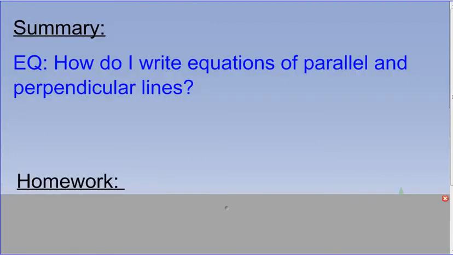Summary. How do I write equations of parallel and perpendicular lines? So what's the trick to write an equation of lines that are parallel, and what's the trick for writing equations of lines that are perpendicular? Take a minute or two, pause the video if you need to, write down your answer. If you cannot write your answer because you don't know, it means you really did not understand the point of the lesson. Might be a good idea to go back and look at some more resources, watch the video again, check out some other videos on YouTube. But if you can't answer it, you missed the point of the lesson. Pause the video, see if you can write an answer.